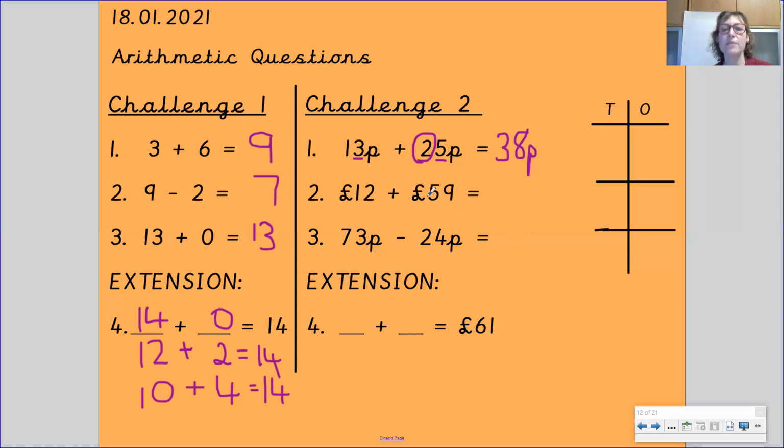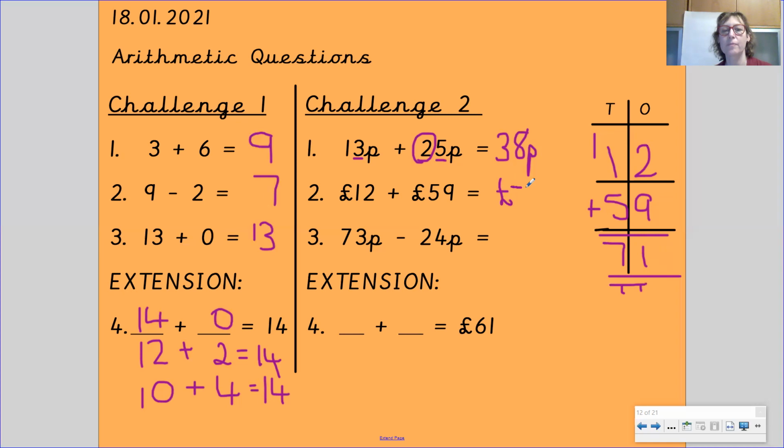I can't do the same for the next one because this one is 9, so it's bigger than 5. So I'm going to do this in my column. 12 add 59. Okay. So as always, I'm going to add my 1s first. 2 add 9, 9, 10, 11. I'm going to write my 11 underneath so I can see that this one goes in this side and this one goes in this side. And then I'm going to add up this side. And again, always starting with my biggest number, 5, 6, 7. So the answer to that one is going to be 71p.